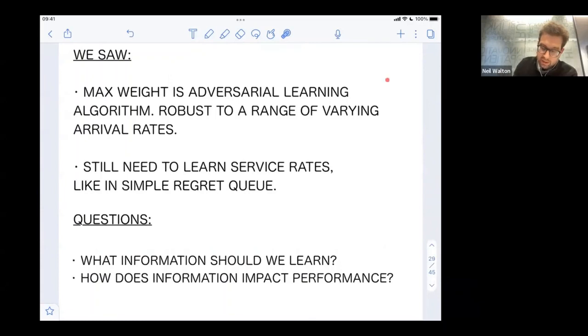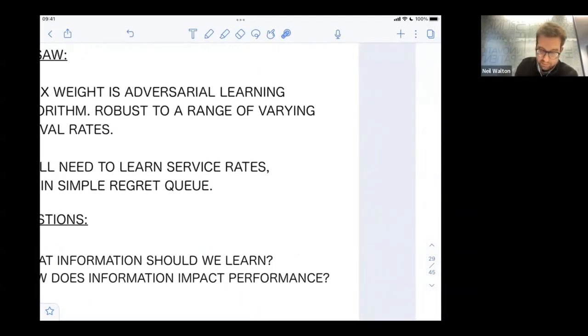So far we've seen a way of fitting adversarial learning theory within the theory of queuing systems. We've also seen a little bit of how we can get some supervised learning results to fit within a performance analysis of queuing systems. Remaining questions for the last couple of minutes: what questions should we learn, and what impact does that information have on performance?